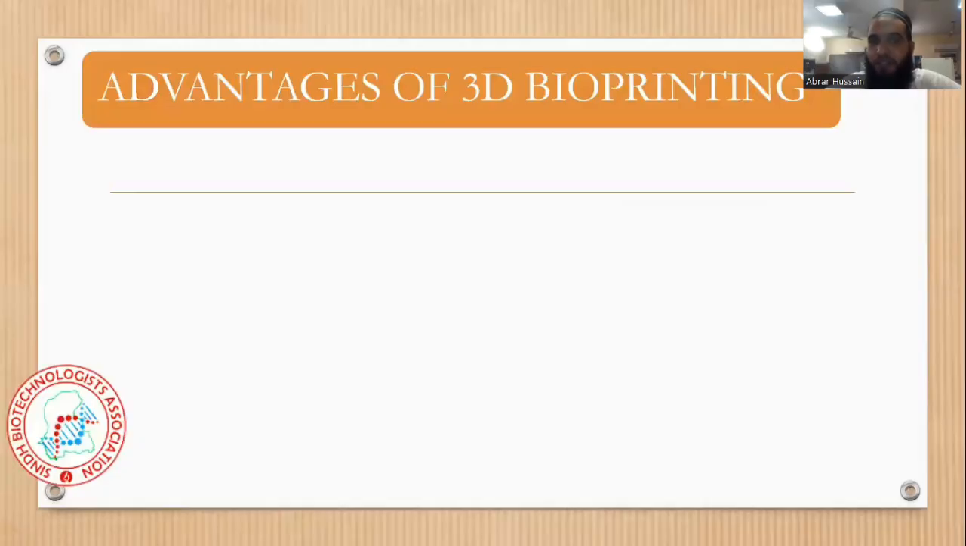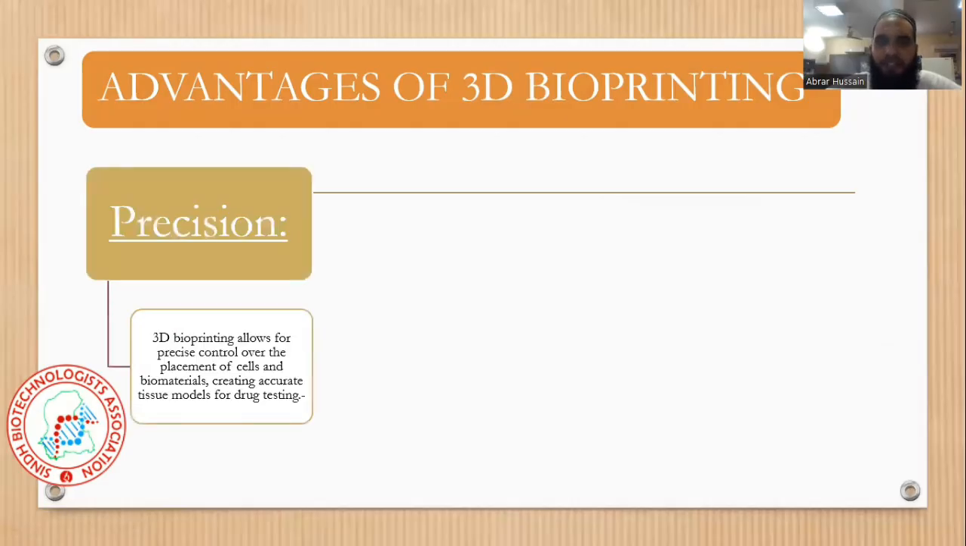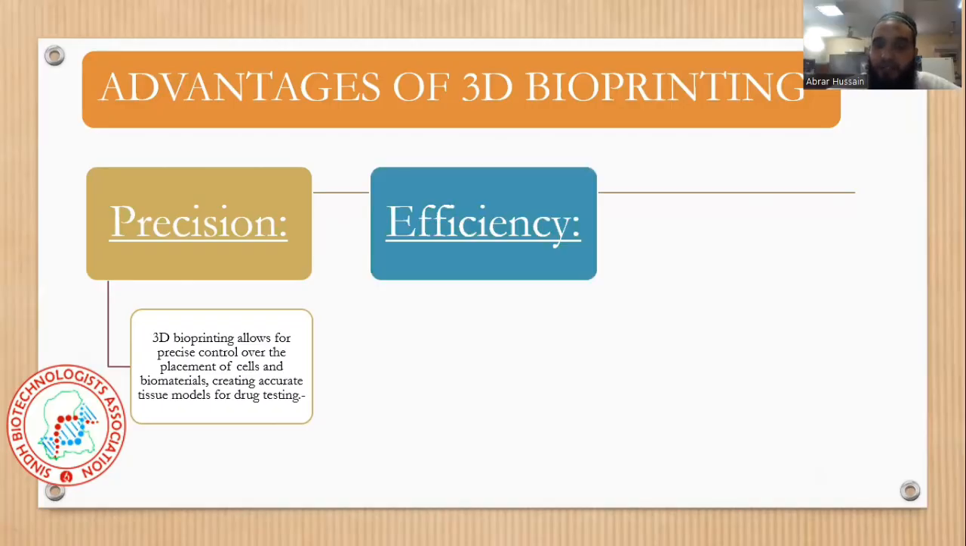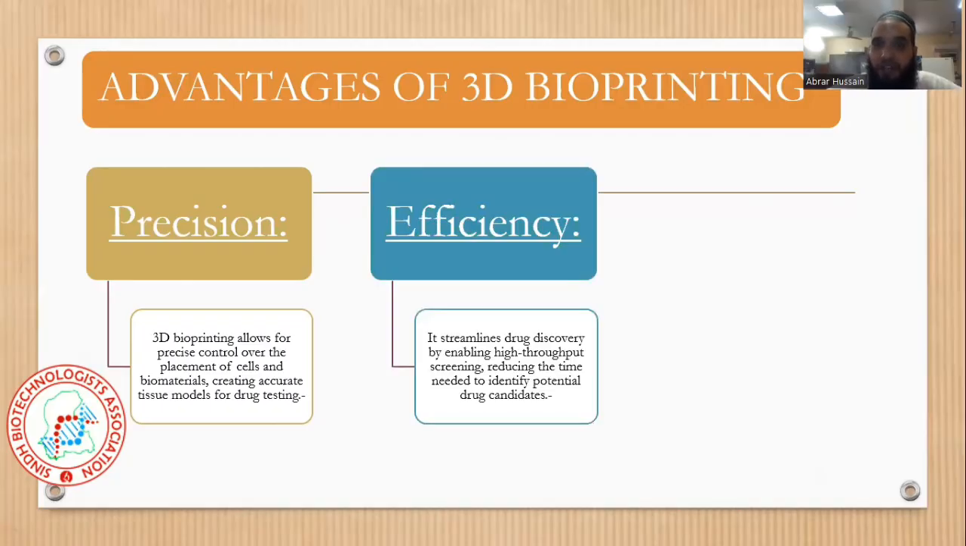Now, why are researchers turning to 3D bioprinting for the drug discovery process? What are the advantages of 3D bioprinting? First, precision. It means 3D bioprinting allows precise control over the placement of cells and biomaterial. Definitely, we can regenerate substances that mimic biological systems and biological activity, and we can control this, so it gives a precise result. It can also enhance efficiency and streamline drug discovery by enabling high throughput screening and reducing the time needed for identifying potential drug candidates.